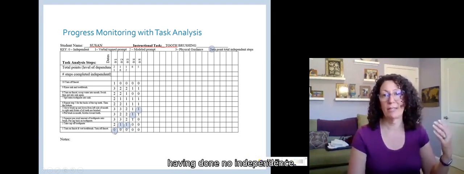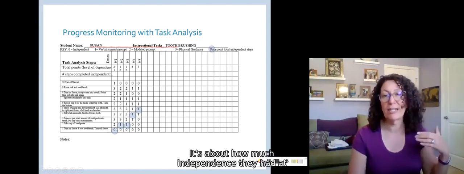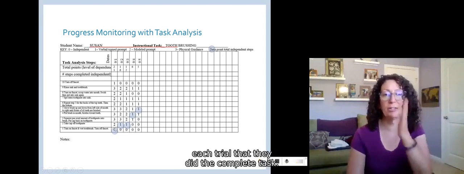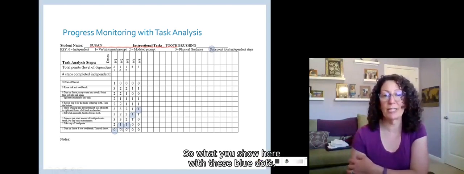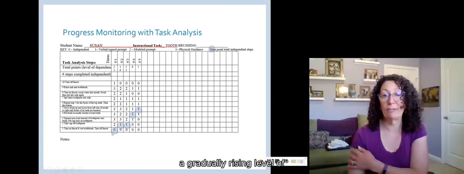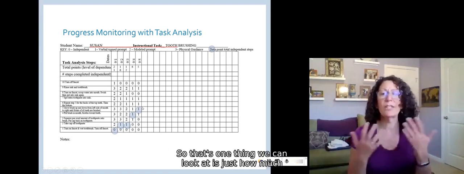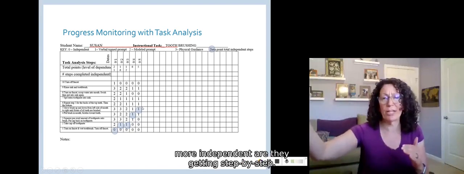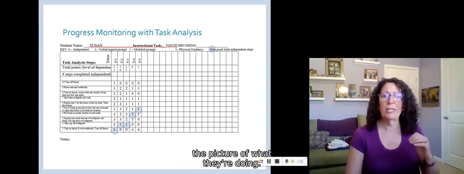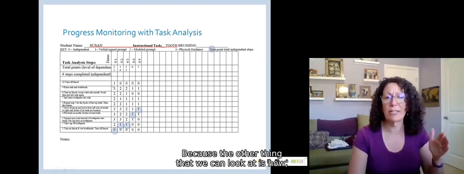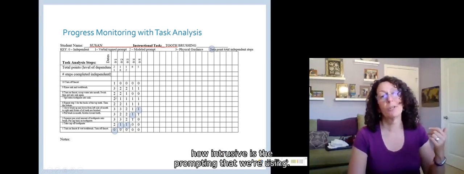no independence. So that's what these blue circles are. It's about how much independence they had at each trial that they did the complete task. So what you show here with these blue dots is a gradually rising level of the ability to use independent steps. So that's one thing we can look at, is just how much more independent are they getting step by step. But that only shows part of the picture of what they're doing, because the other thing that we could look at is how intrusive is the prompting that we're using.